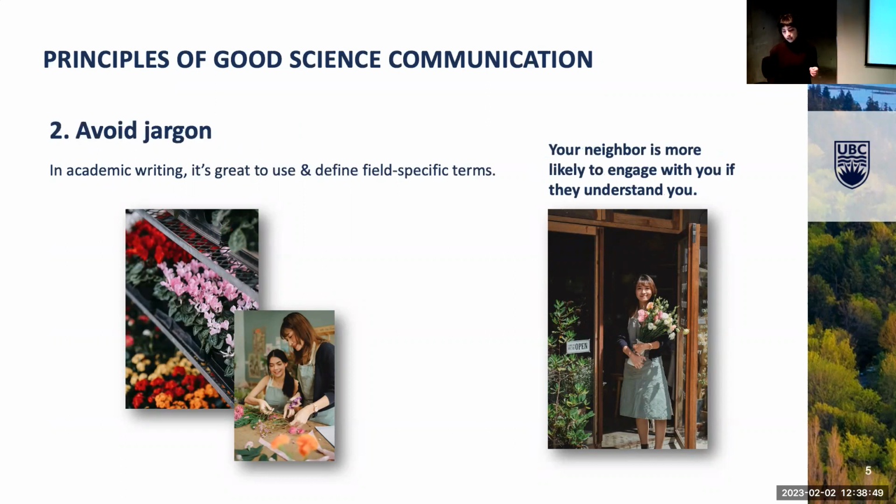And the next bit of science communication best principles is to avoid jargon, because in academic writing, it's great to use and define field-specific terms. That shows that you are really familiar with the context you're operating in. You're contributing valuable, novel information to a field that's already kind of established before moving ahead and making large, vague claims. But in science communication, jargon is just going to confuse people. They're not going to engage with you, which is the whole point.